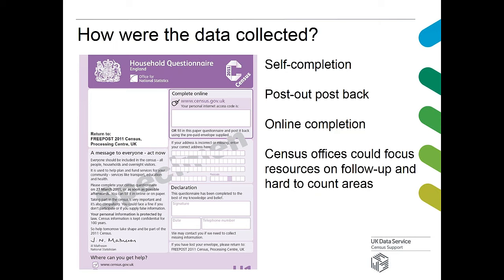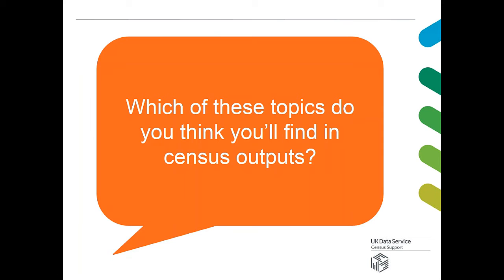Using post out and post back, as opposed to sending people out to deliver and collect forms, means that the census agencies could focus their resources on areas which are harder to count.